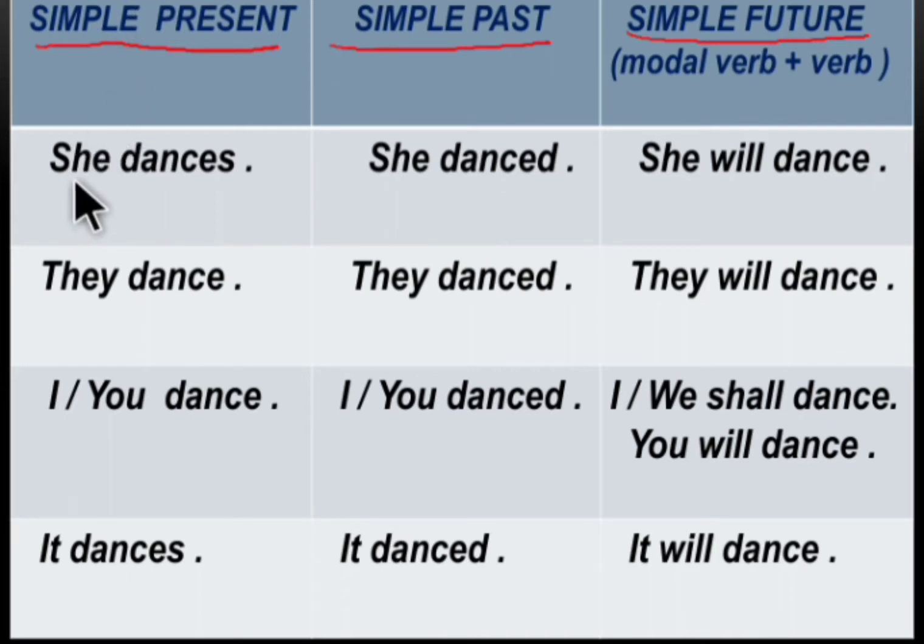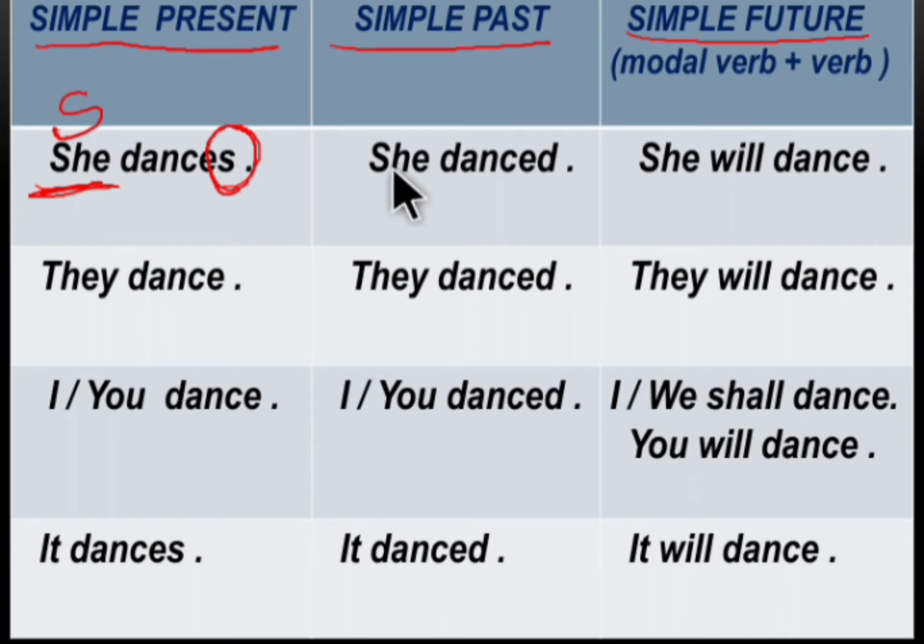In simple present, she dances. Here she is singular, and as per the rules of the simple present tense, when the noun is singular, we add s to the verb. Here she is a singular noun. She is singular, so we add s.